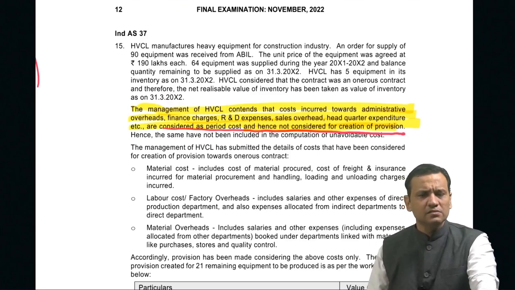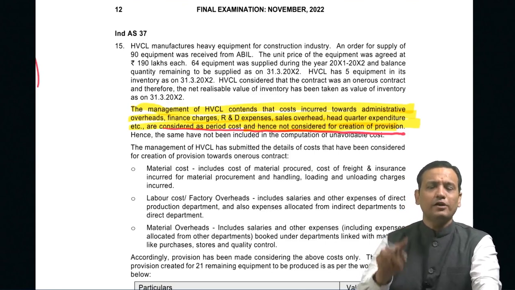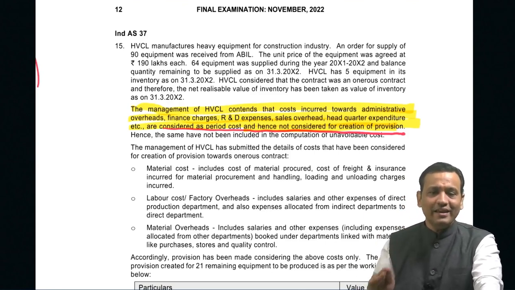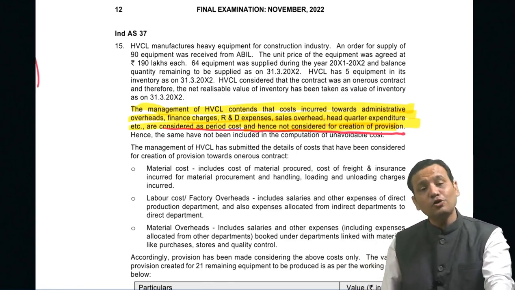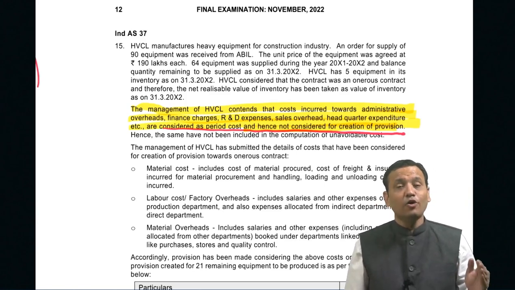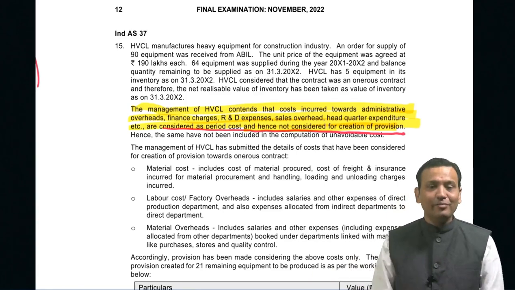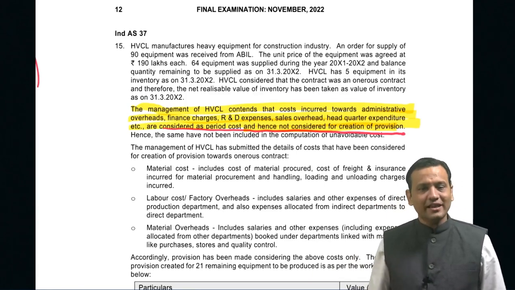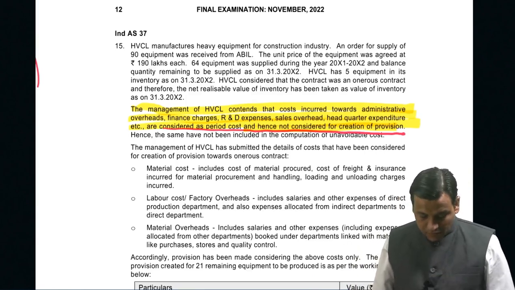Obviously yes. These are the costs that are not in relation to that particular contract. In any case, these expenses would have been incurred. We are talking about those unavoidable costs that would be incurred in order to fulfill the contract. That only will be considered. This cost in any case is going to happen. So my dear friends, they have not been included.